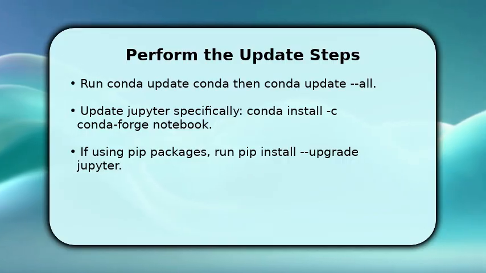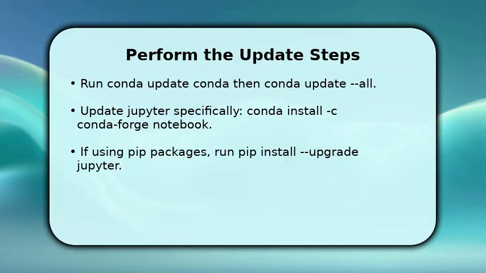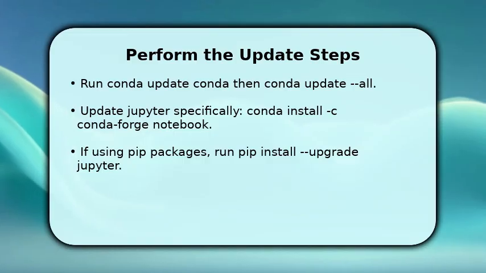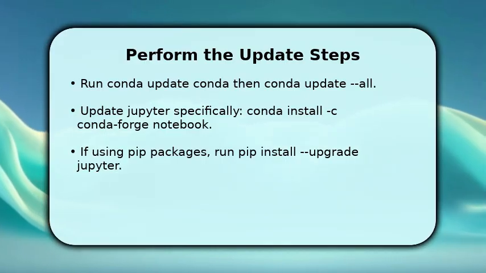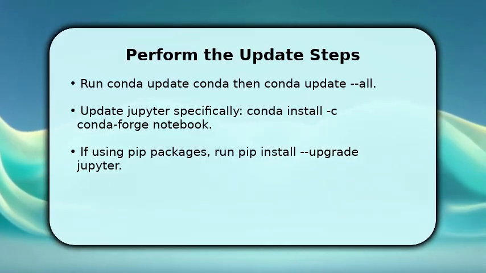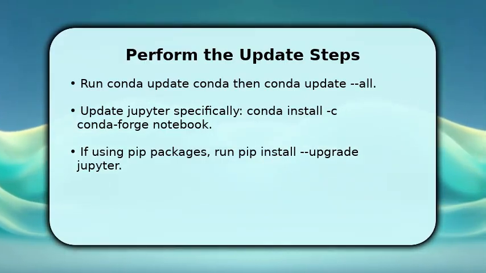If you prefer the Conda Forge build, install or update the notebook package with conda install -c conda-forge notebook to get newer builds. If you also manage some packages with pip, run pip install --upgrade jupyter in that environment. Make sure to read prompts and confirm package downgrades before proceeding.